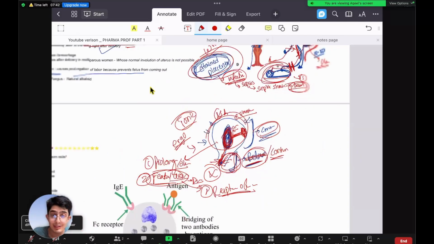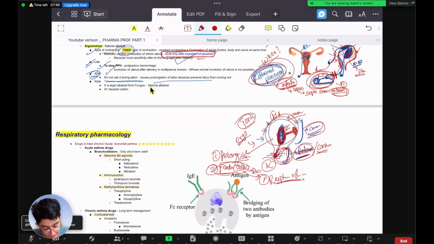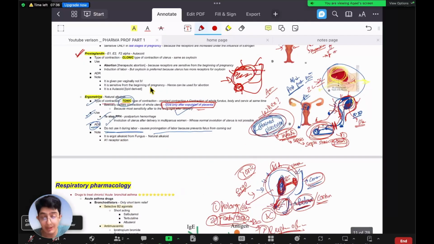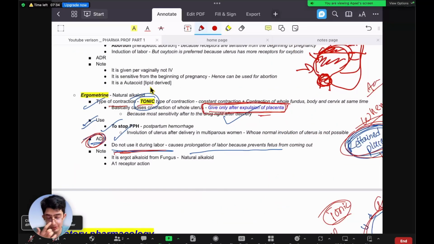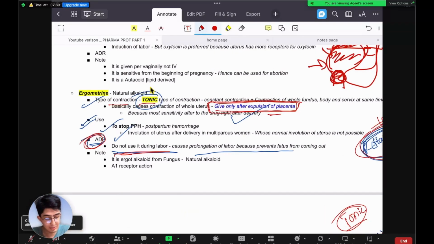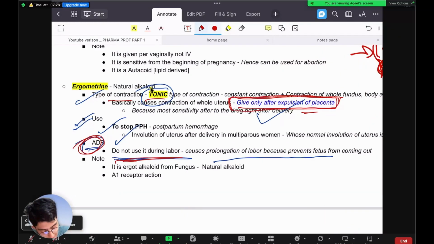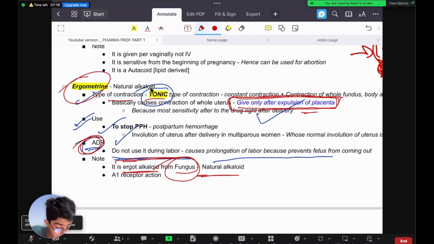When should you give ergometrine? You only give it after the expulsion of the placenta. So that is something you should be very careful of while giving ergometrine, if you are a gynecologist. So anyway, that is all about ergometrine. As I mentioned, it is an ergot alkaloid, derived from a fungus, so it is a natural alkaloid. It causes tonic type of contraction, and we discussed where it is used, how it works, and some important considerations, some important times in which we should not give ergometrine. That is what I want you to understand from this video.